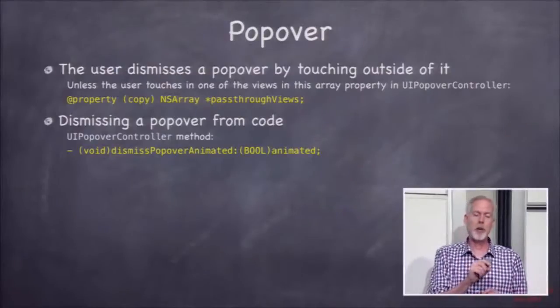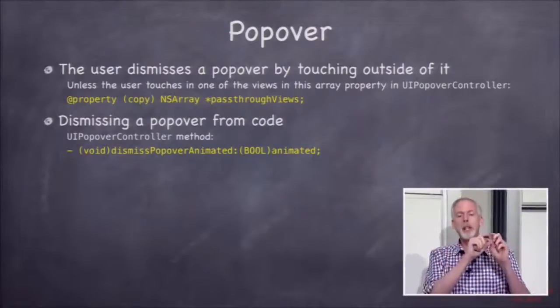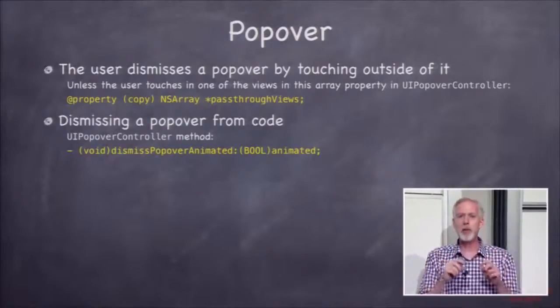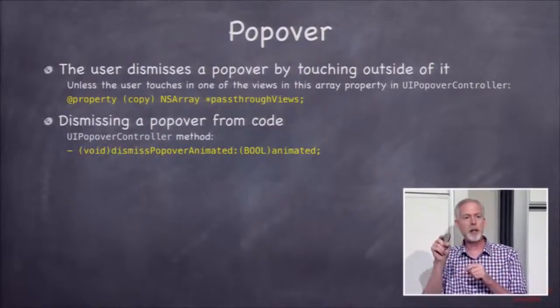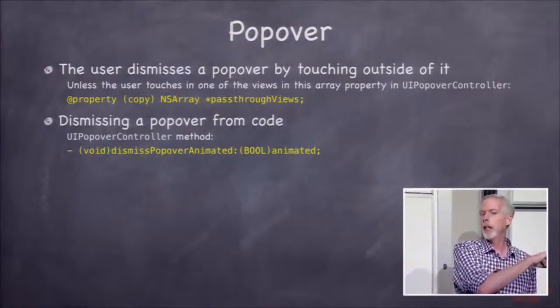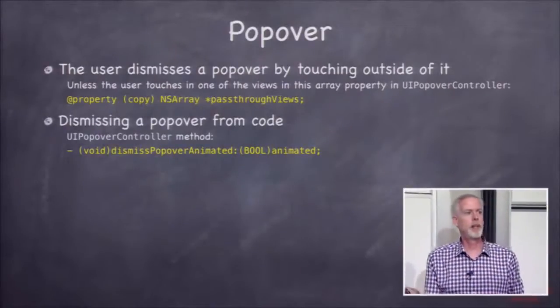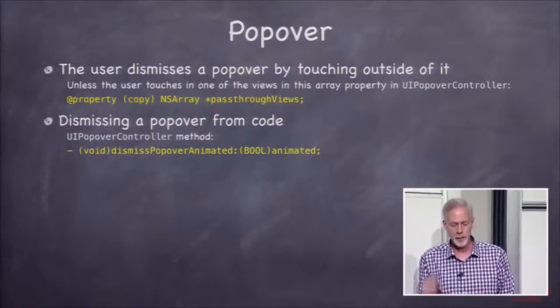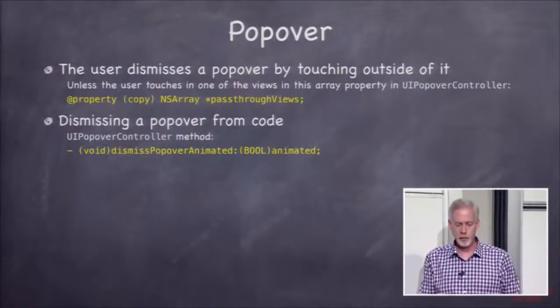All right? One annoying case of this is a toolbar. The entire toolbar is in the pass-through views. So if you bring up a popover from a button in a toolbar, then if the user clicks anywhere else in the toolbar, like on another button, it won't dismiss that popover. And why they decided to do that, I do not know. But that's what this pass-through views thing is.